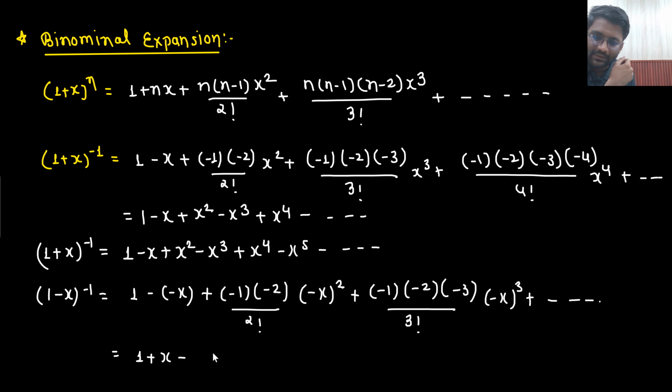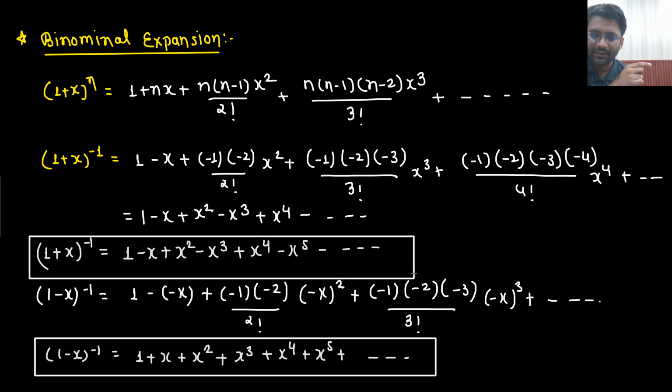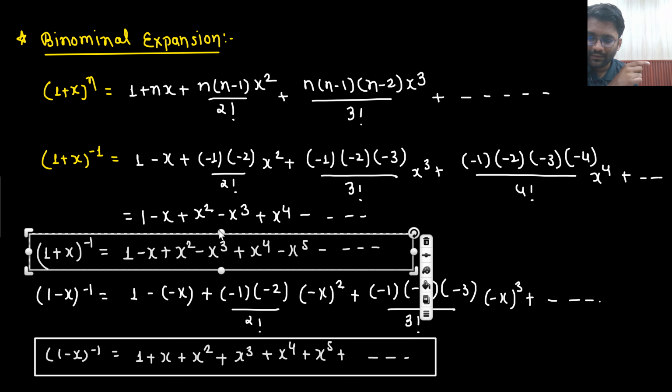So what answer you will be getting? 1 plus x. Here it will become plus x square. What this will become? Minus sign will come outside. Here in place of x, I am putting minus x. So this will become plus x cube. Next one will be x to the power 4. Then x to the power 5 and so on. So what is the expansion of 1 minus x to the power minus 1 you are getting? I am getting it in this manner. This is the expansion. Okay. So 1 plus x to the power minus 1 and 1 minus x to the power minus 1. These are the two expansions we have written down.